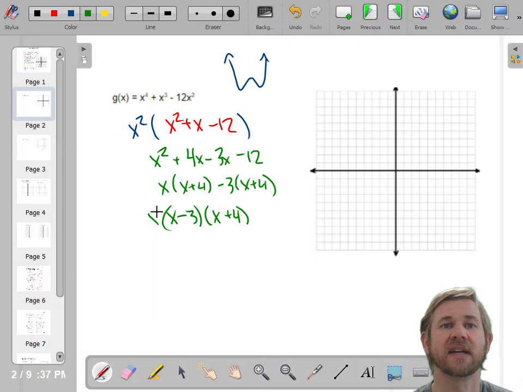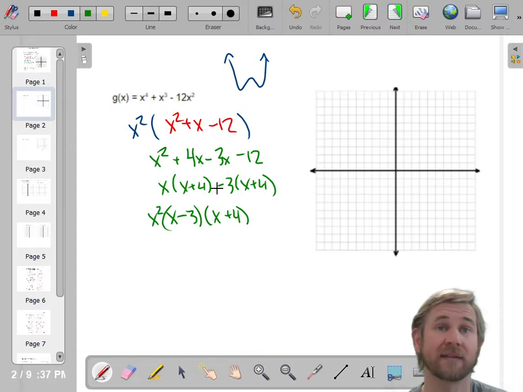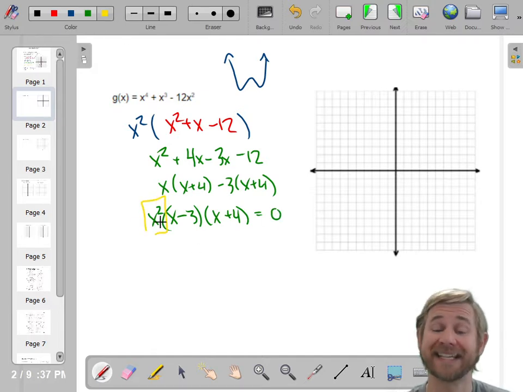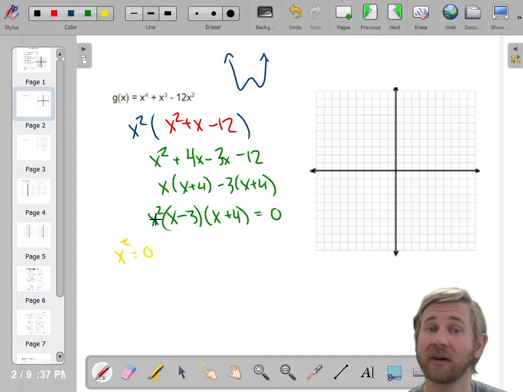And don't forget about your GCF, x squared, because that's going to have zeros. So since I'm looking for zeros, I'm going to say, well, when does this thing equal 0? Well, this is a factor, and x squared could be 0. If x squared is 0, then 0 times all this other stuff will be 0. So that is when x equals 0. That is a 0 at x equals 0 right there.